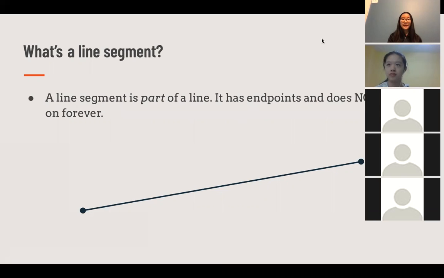Okay, so what is a line segment? Well, like the name suggests, it's just part of a line, which means that it has endpoints and does not go on forever.